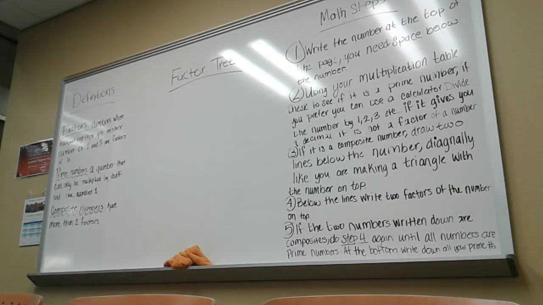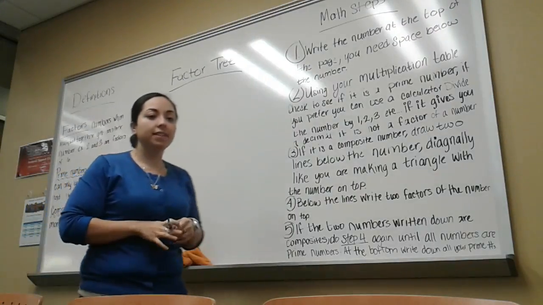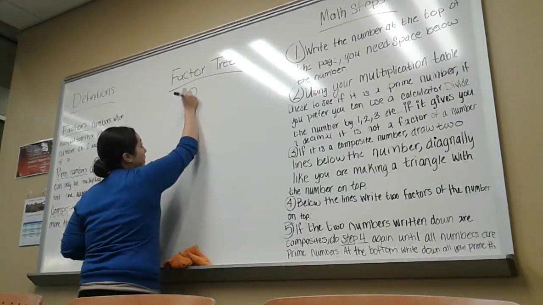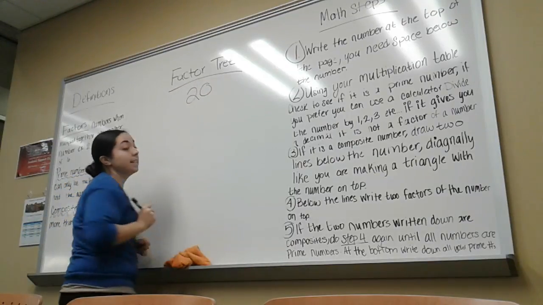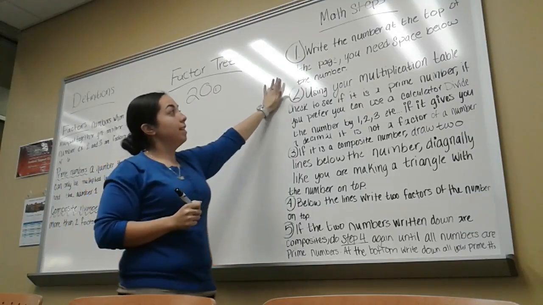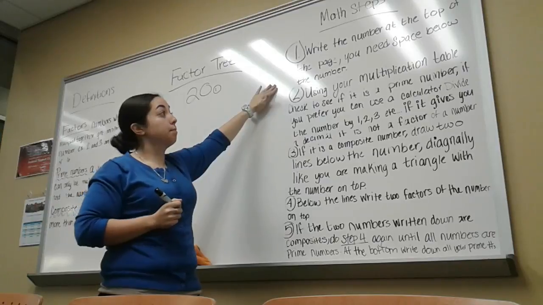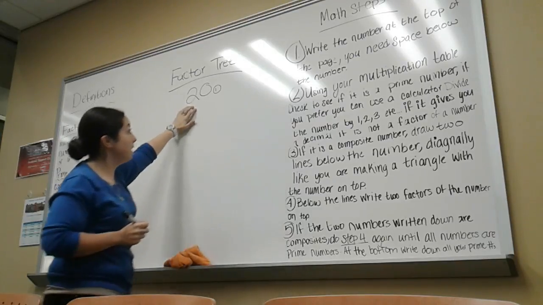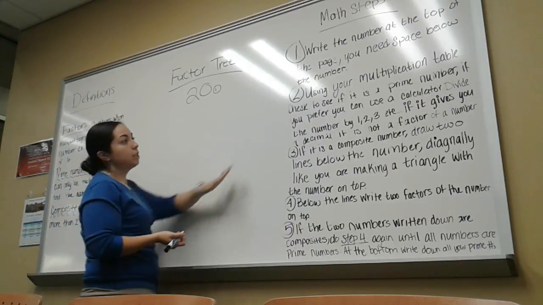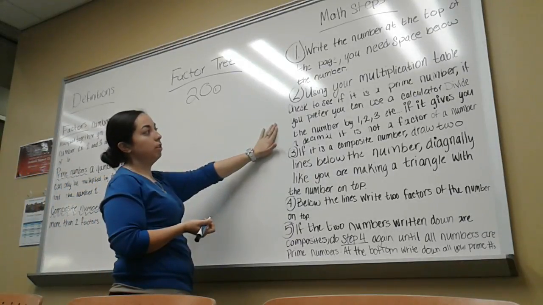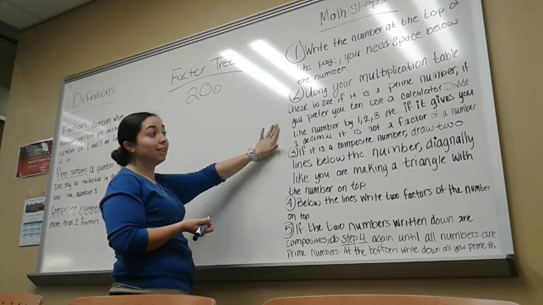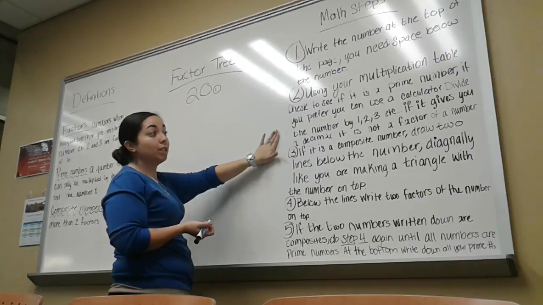Okay, class, so now that we wrote down the math steps, I'm going to show you a couple of examples so that we can use this. Okay, so for example, the number 20. We write it down at the top, which is our step number 1. Okay, write the number at the top of the page. You need space below the number, okay? So we write it at the top. We have plenty of space down here. And then it says, using your multiplication table, check to see if it is a prime number. If you prefer, you can use a calculator, divide the number by 1, 2, 3.